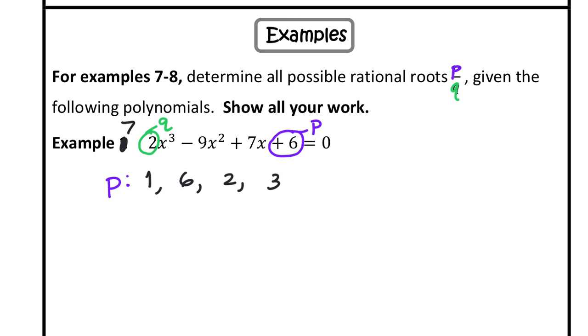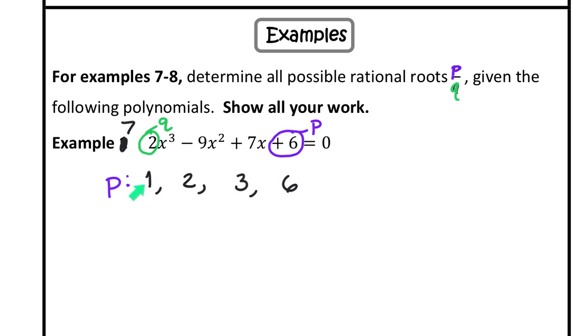But a couple of things that we want to do. I want to put them in order from smallest to greatest. So instead of writing 1, 6, 2, 3, I want to write it as 1, 2, 3, 6. So I'm going to change the order here. So 1, 2, 3, 6.